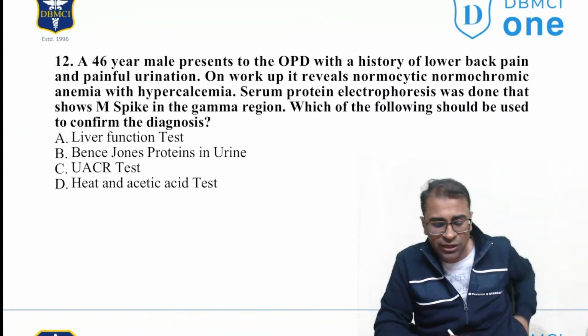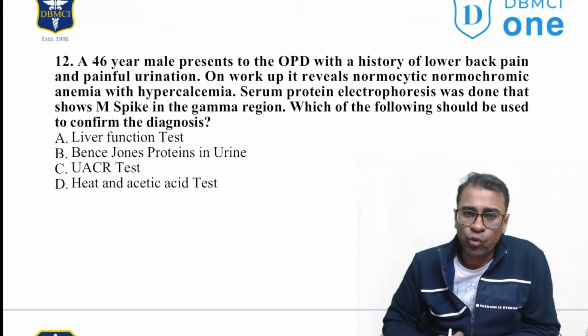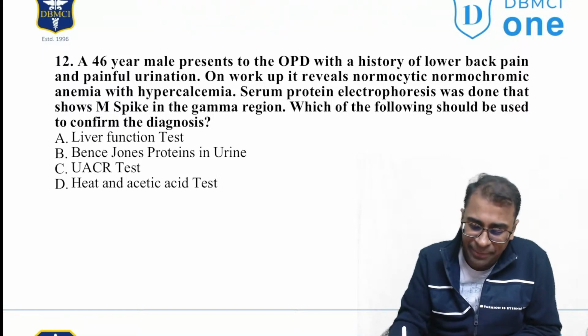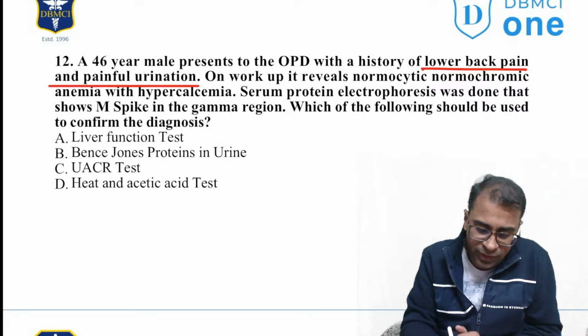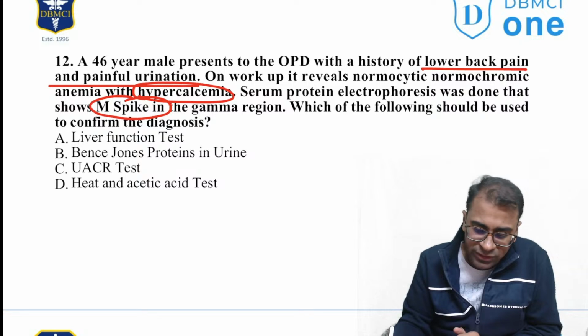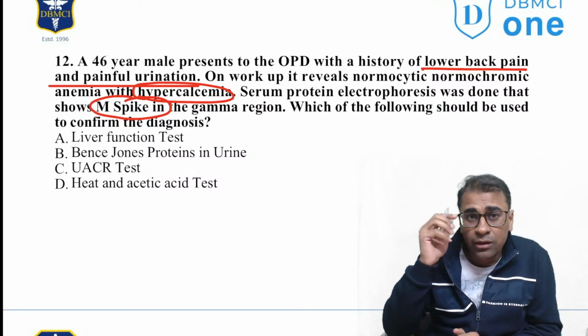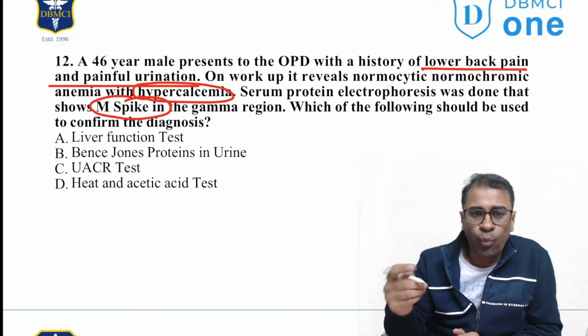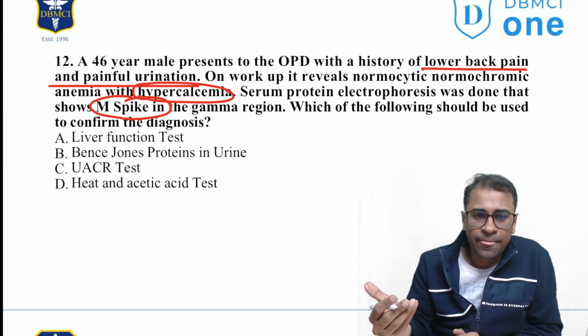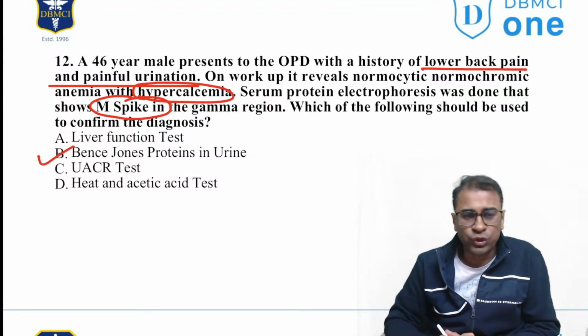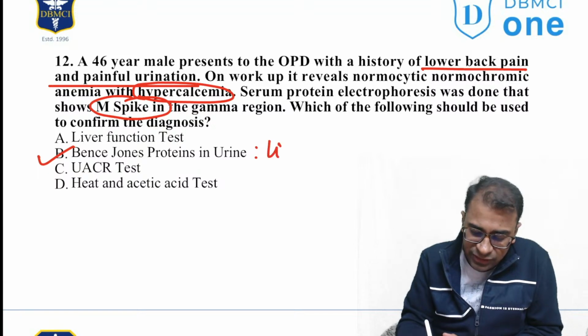A 46-year-old male has presented to OPD with lower backache and painful urination. There is hypercalcemia, M protein is present, and what is it? It's surely a case of multiple myeloma. So what test to do? It should be Bence Jones protein in urine, which are light chains. So what is Bence Jones protein?